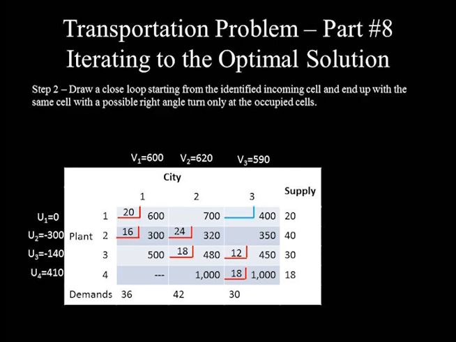Let's draw a closed loop starting from the identified incoming cell and ending at this same cell, with a possible right angle turn only at an occupied cell. The incoming cell is the one at the intersection of row 1 and column 3.